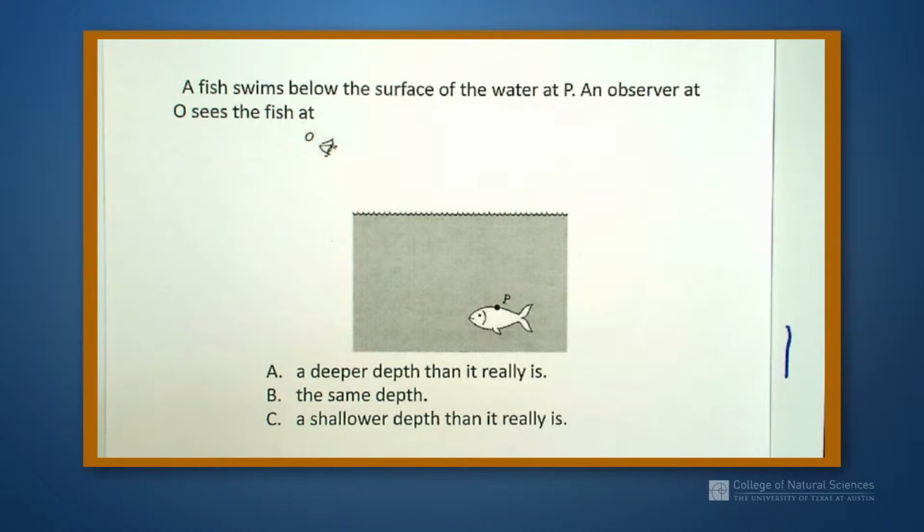This question is a tricky question because it requires us to take a couple pieces of information and put them together. So, we see a fish below the surface of water at point P. An observer sees the fish at what depth?